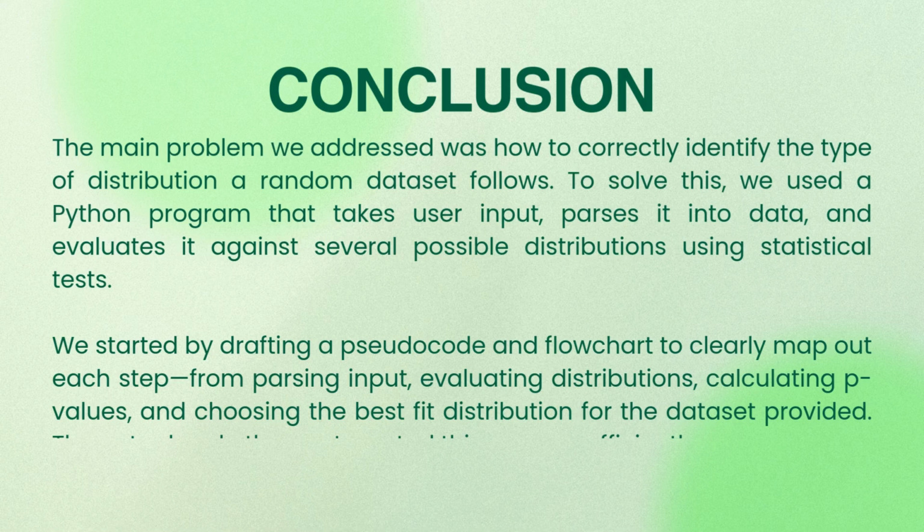For our conclusion, the main problem we addressed was how to correctly identify the type of distribution a random dataset follows. To solve this, we use a Python program that takes user input, parses it into data, and evaluates it against several possible distributions using statistical tests. We started by drafting a pseudocode and flowchart to clearly map out each step, from parsing input, evaluating distributions, and calculating p-values, to choosing the best fit distribution for the dataset provided. The actual code then automated this process efficiently.